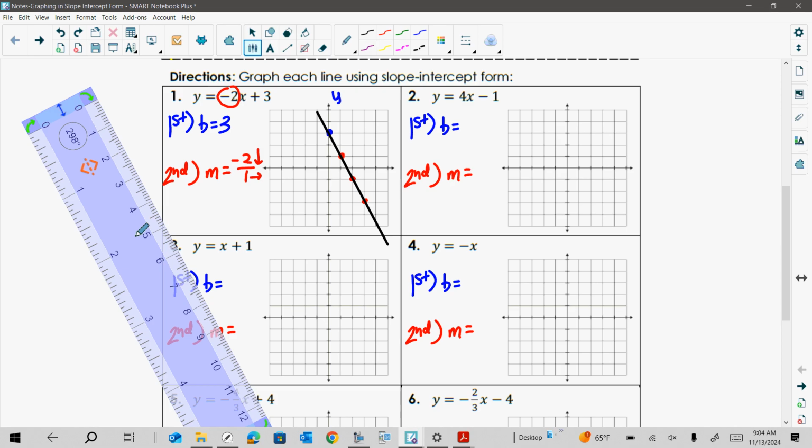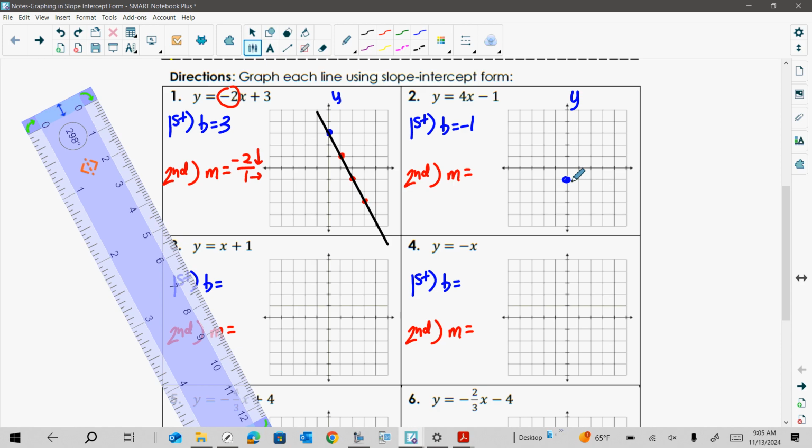All right. So let's try number 2 here. We should start right here. It says first do your b. What is the value of our b in the equation? Very good. Negative 1. So that means on our y-axis here, we have to go down to a negative 1. Put a point. Put your starting point.